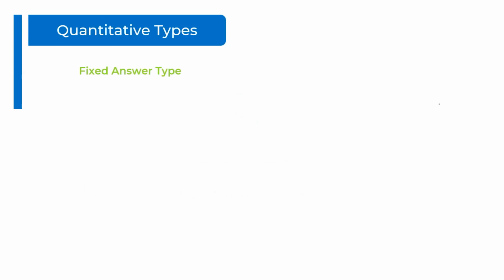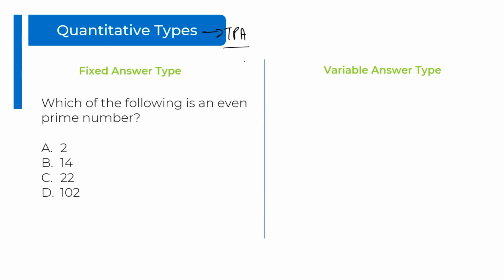But before that, when it comes to the quantitative type of two-part analysis question, there are basically two types of answer choices. Number one is the fixed answer choice, and the second one is the variable answer type. What does this mean? For example, if I ask you which of the following is an even prime number, what will be the answer? It's going to be number two, that is option A. So we have a fixed answer for this. There are no multiple answers possible.